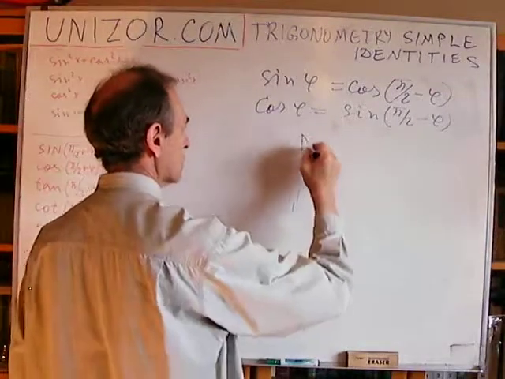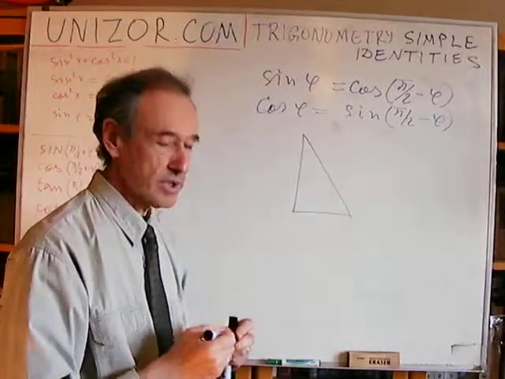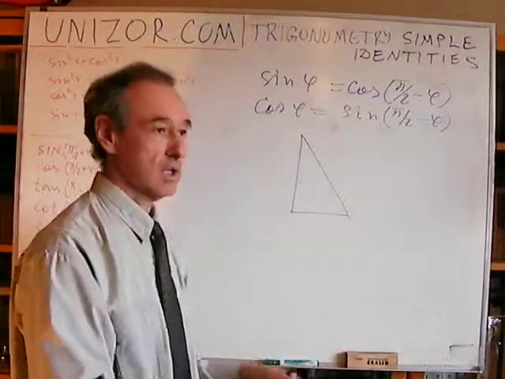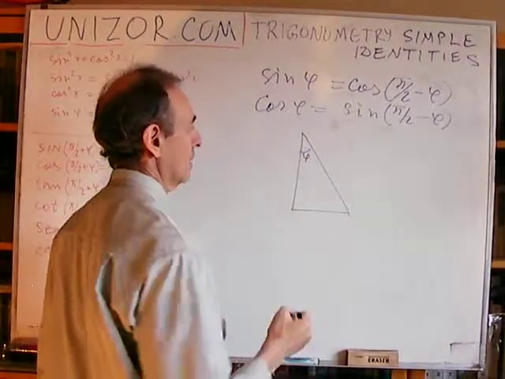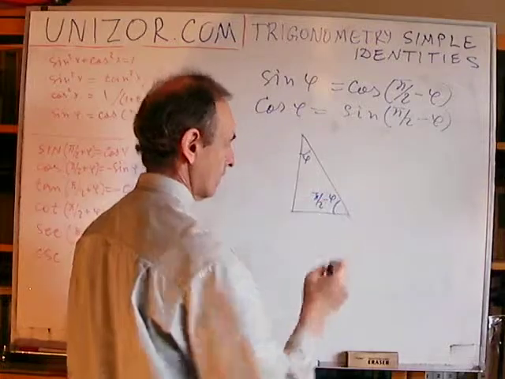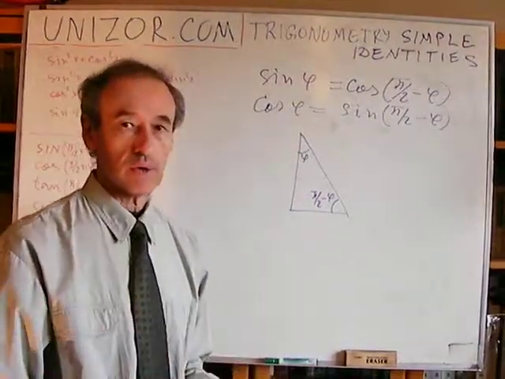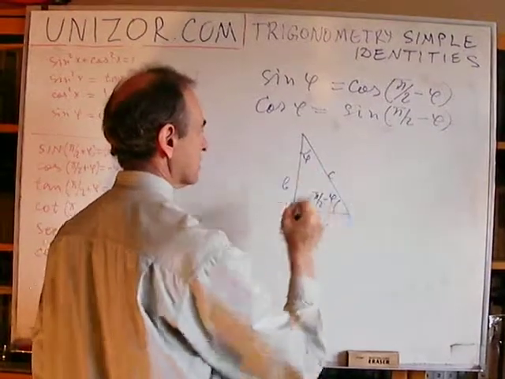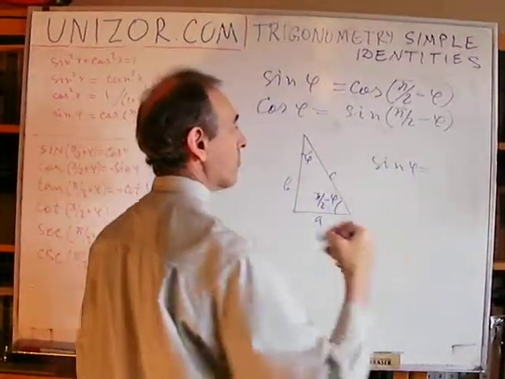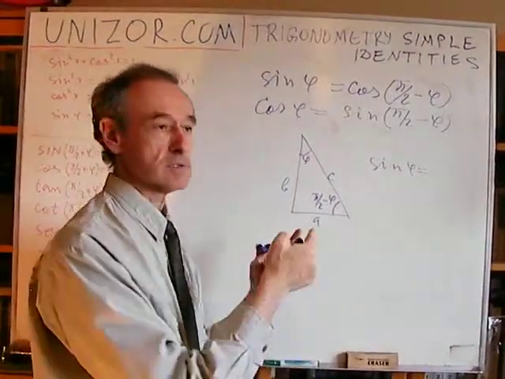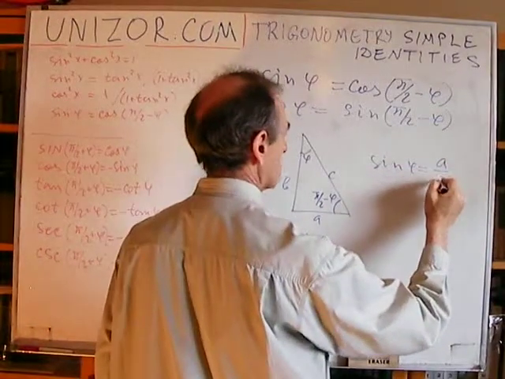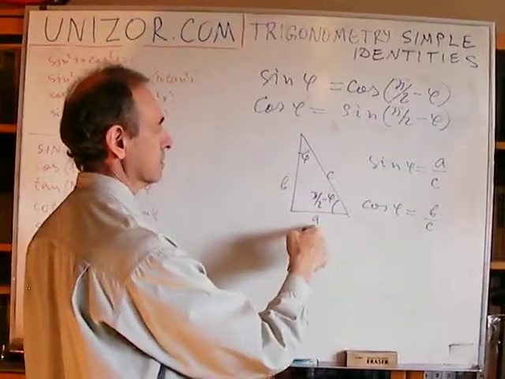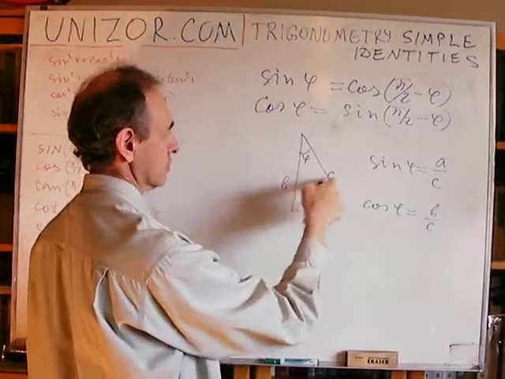Why? Again, let's use the definition of trigonometric function for an acute angle related to the right triangle. They are absolutely equivalent to the unit circle definition. So if this is phi, obviously this is pi over 2 minus phi, right? Because the sum of two acute angles in the right triangle is equal to 90 degrees, pi over 2. Which means, if this is A, this is B, this is C. Now, sine of phi is, by definition, in case of acute angles and right triangle, A over C. And cosine of phi is equal to B over C. This is opposite to the hypotenuse, and this is adjacent to the hypotenuse.